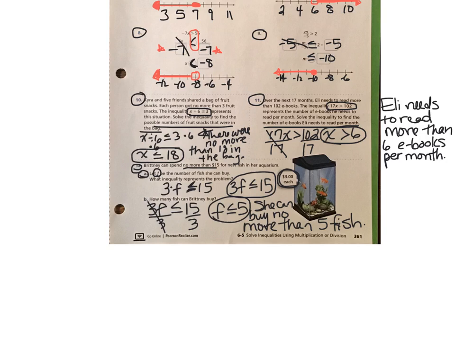Hopefully when you solved, you found that F has to be less than or equal to 5. In other words, if she can't spend more than $15, then that means she can buy no more than 5 fish.